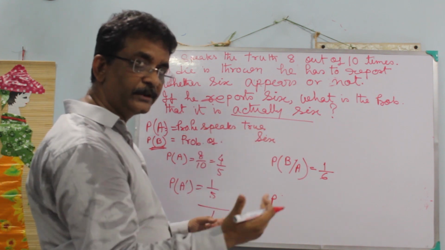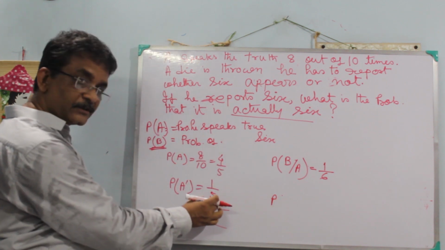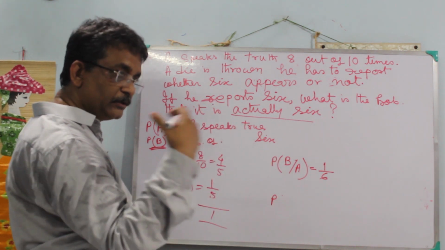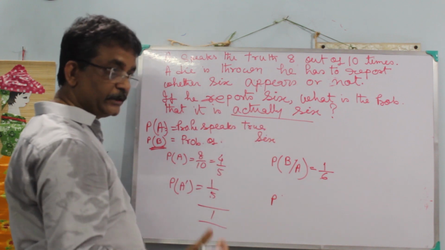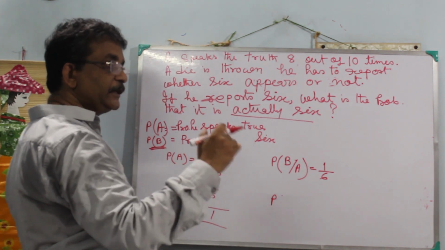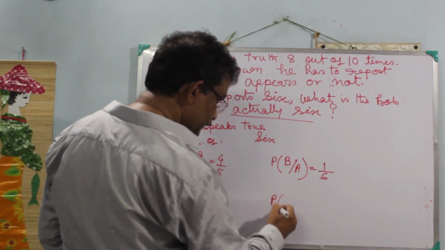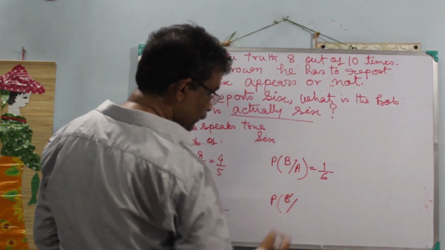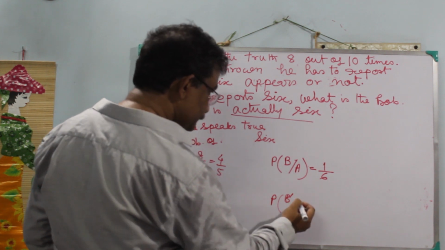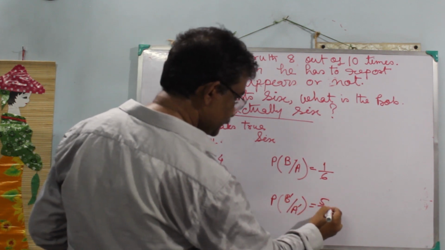That means what would be the reporting? Reporting would be 6 because 6 does not appear and he speaks false. So he will report that 6 appears, because 6 does not appear and he will speak false. So he will report 6. So what is the probability of B complement when he speaks false? It is 5 by 6.